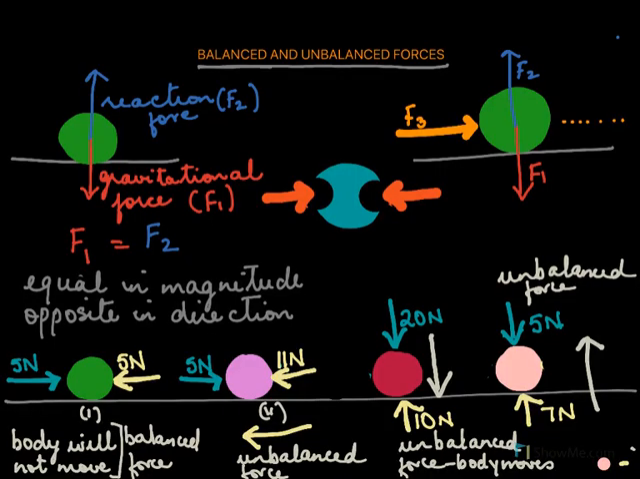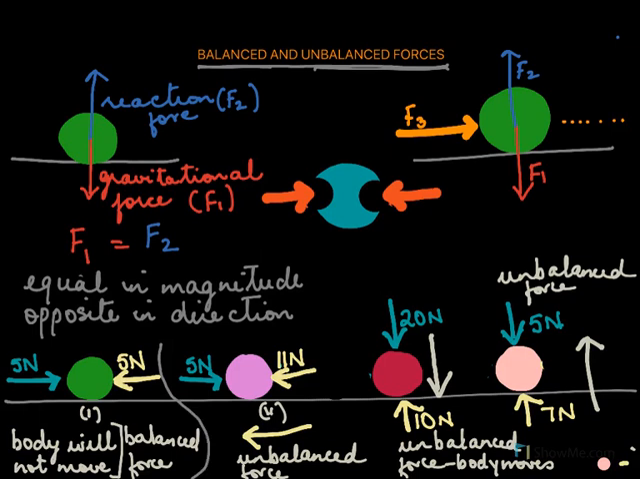Then we saw there are two kinds of forces. We had the balanced forces and the unbalanced forces. Forces that are equal and opposite are called balanced forces, and they cannot move a body. But an unbalanced force, which may be in the opposite direction or the same direction, does not cancel each other. The net force is not zero. These are called unbalanced forces.